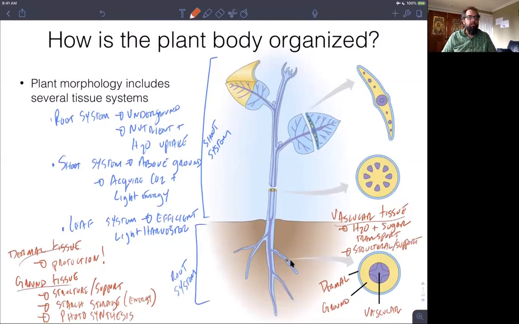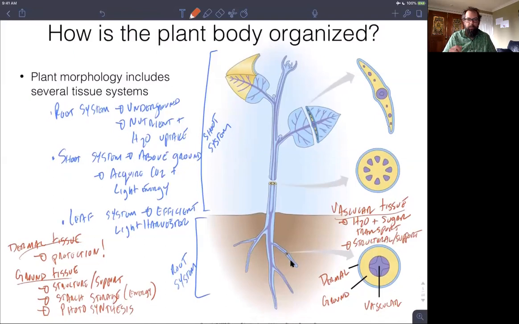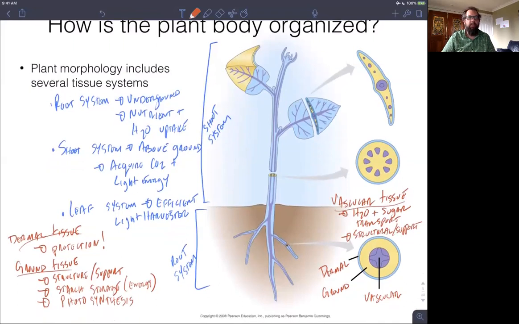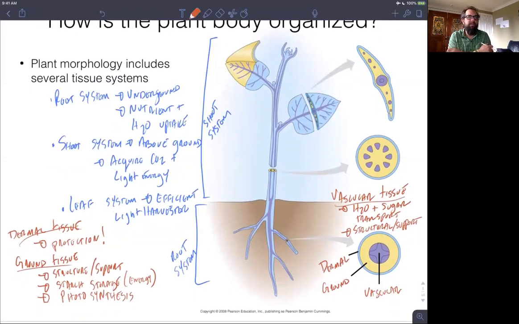Okay, so what we're going to do throughout here is actually go through each of these main systems, the root system, the shoot system, and the leaf system, and talk about the different tissue types that are found in each of these systems and their roles.